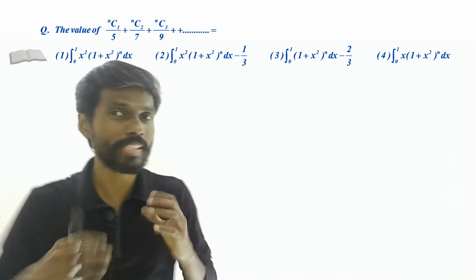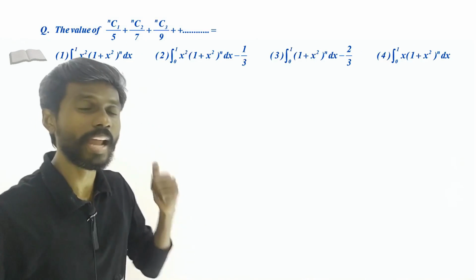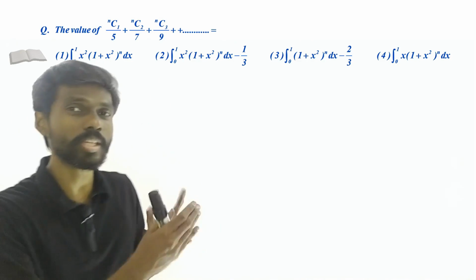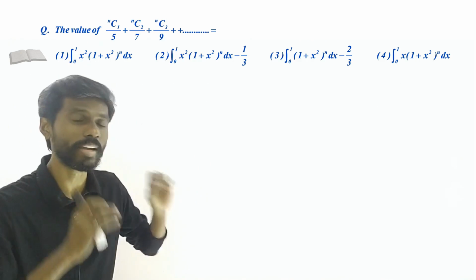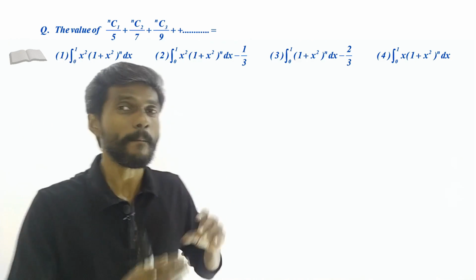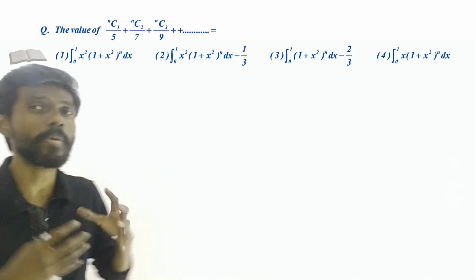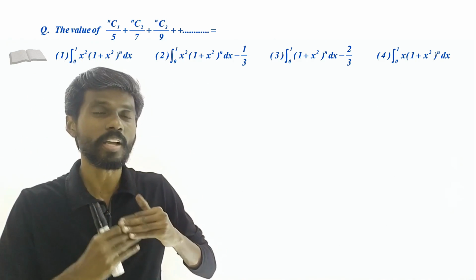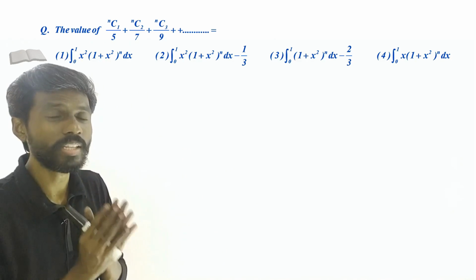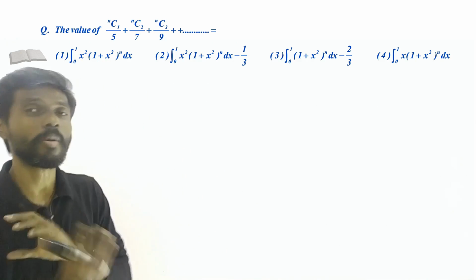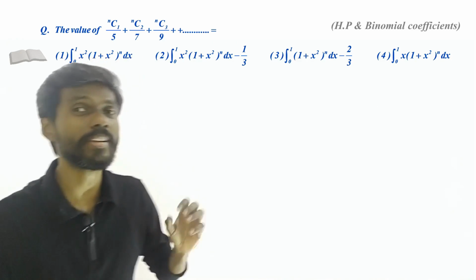Here also we divide by some numbers, 5, 7, 9. But unlike the last one, here the numbers are not consecutive. There we had 1, 2, 3, etc., but here we have 5, 7, 9. These numbers are in AP. That means this is a harmonic progression because it is in the denominator. So it is a combination of the binomial coefficients and a harmonic progression.